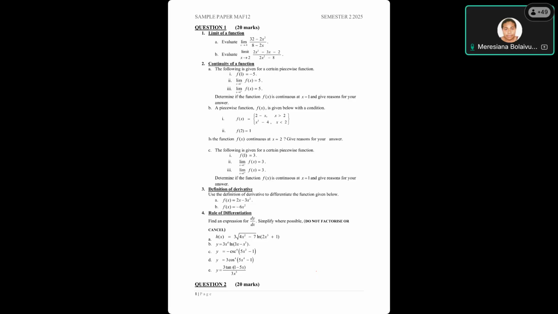Is the function defined? Yes, it is defined. Number two is the limit. Does the limit exist? We can check the left limit and the right limit. Since the left limit and the right limit are the same, we can say that the limit exists. And the final condition is to check if f of 1 is equal to the limit. So the value for f of 1 is -5, whereas the limit is equal to +5.